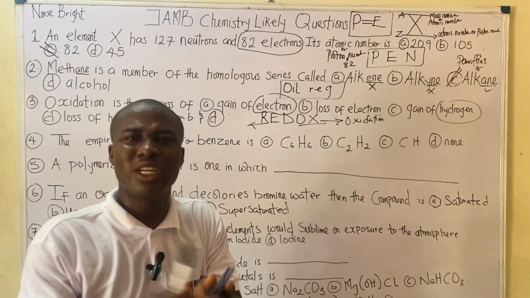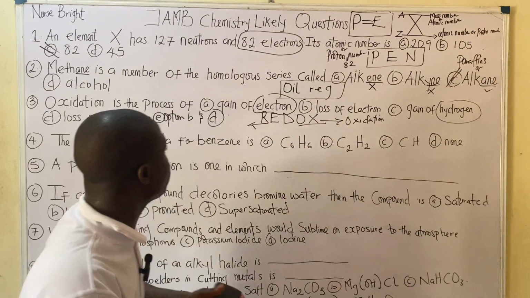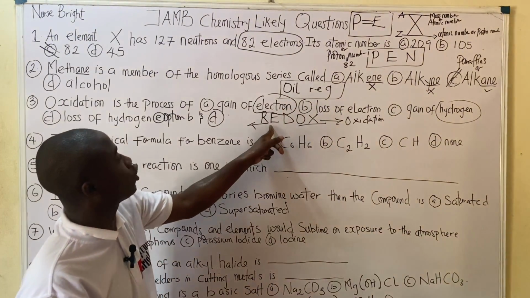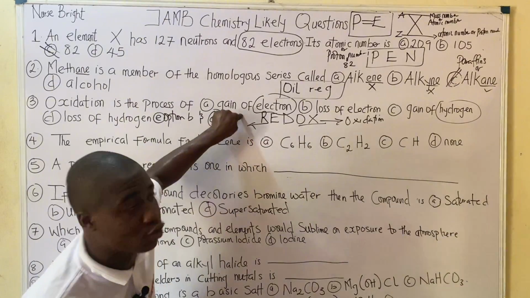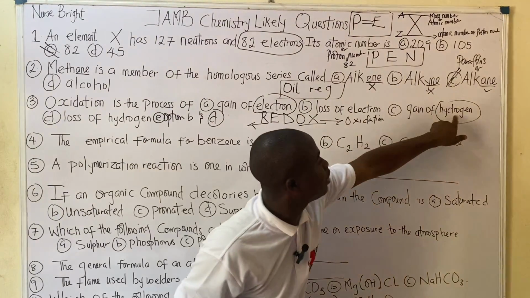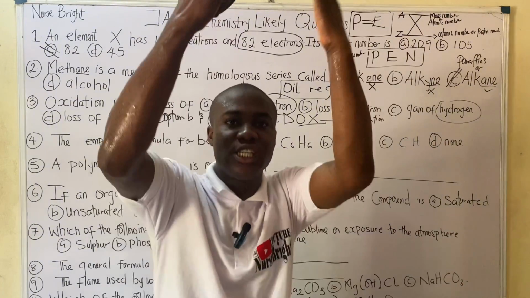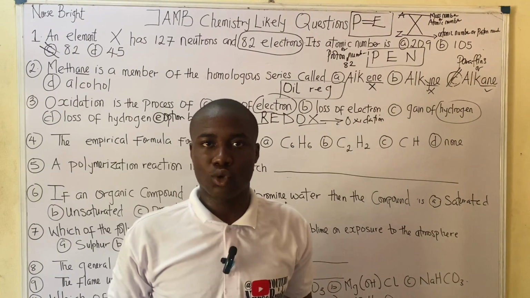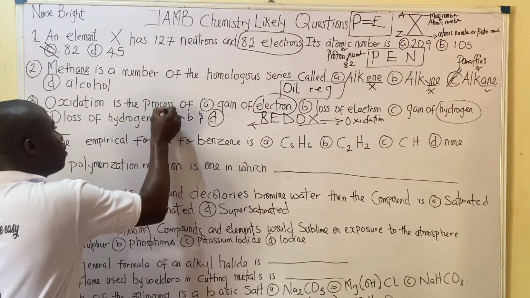So the reduction definition is the opposite of what I just said. For oxidation as loss of electron, what becomes reduction according to electron? Gain of electron. What becomes reduction according to hydrogen? Gain of hydrogen, addition of hydrogen. I believe this is clear to you. It's very easy. So the answer becomes option E.